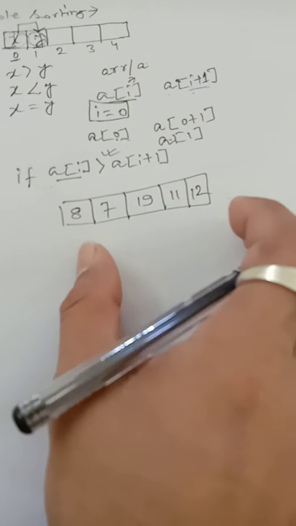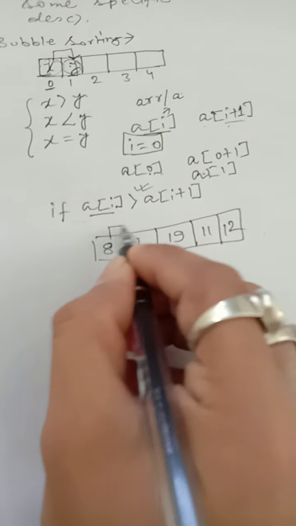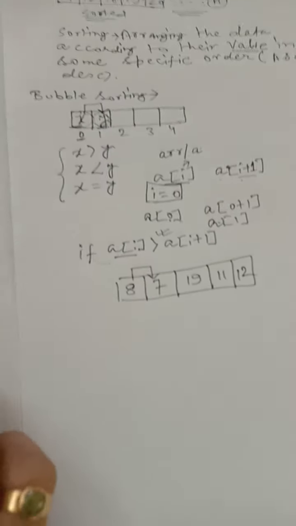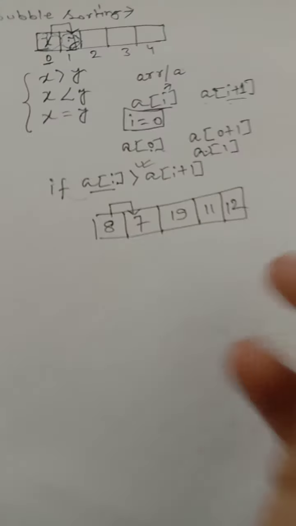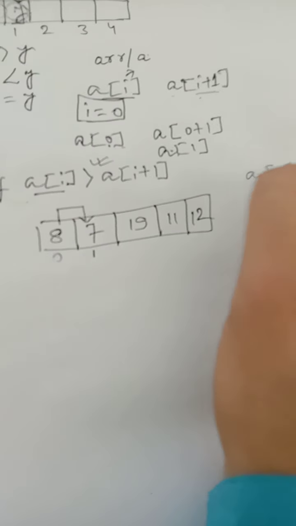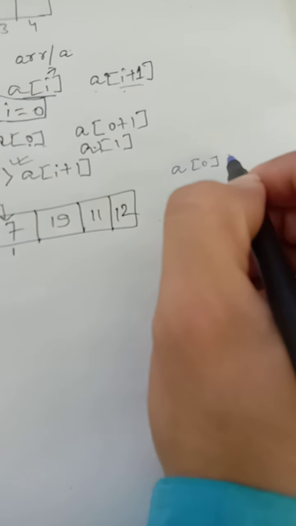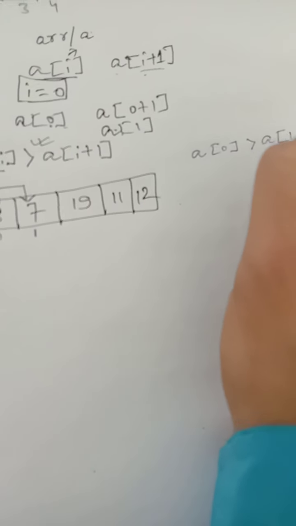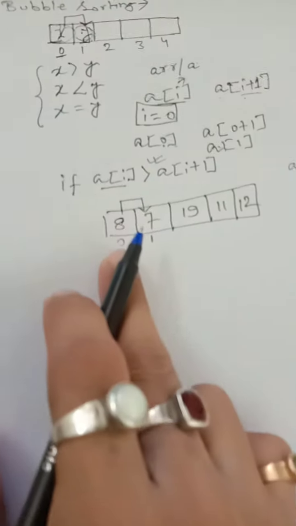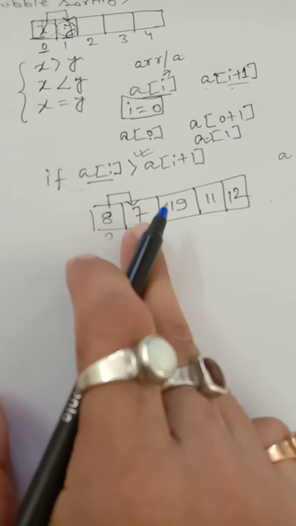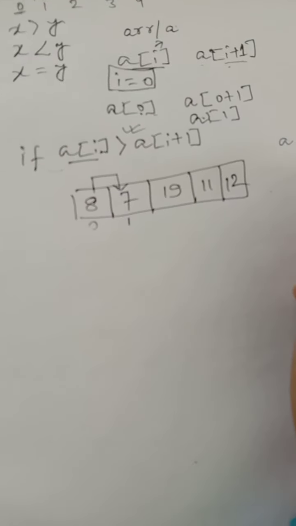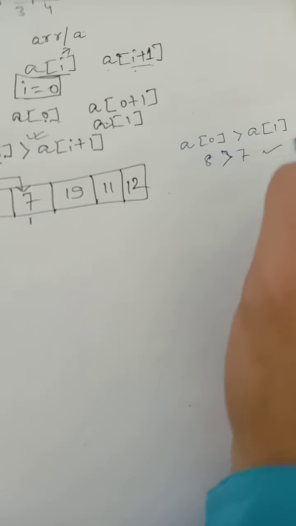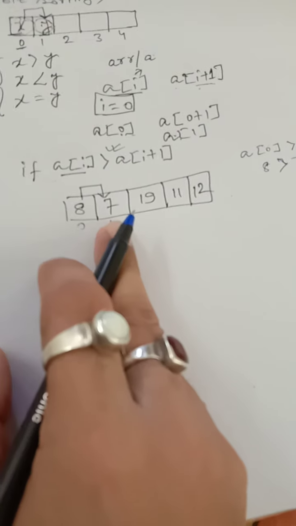Now in case of bubble sort, what happens? This 8 will be compared with 7, that is ARR0 is compared with ARR1. We are comparing whether ARR0 is greater than ARR1 or not. Yes, it is true, because 8 is actually greater than 7. It is true, so we will be exchanging the values.